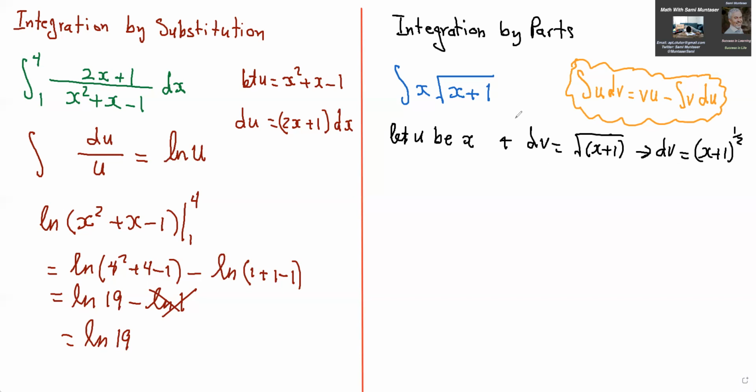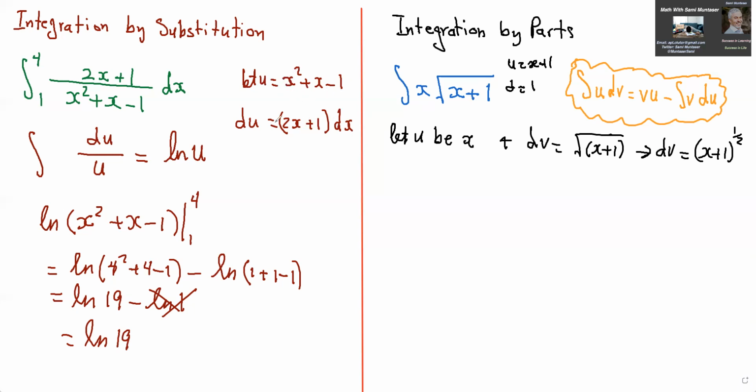Now you could ask a question and say, why, Sami, can't you do substitution in here? Well, if I want to make this u right here, so if you let u equal x plus 1 and you take du, you're going to get 1. Now, this is not 1, this is x. How are you going to make up for that x? So that's why you cannot integrate this using substitution.